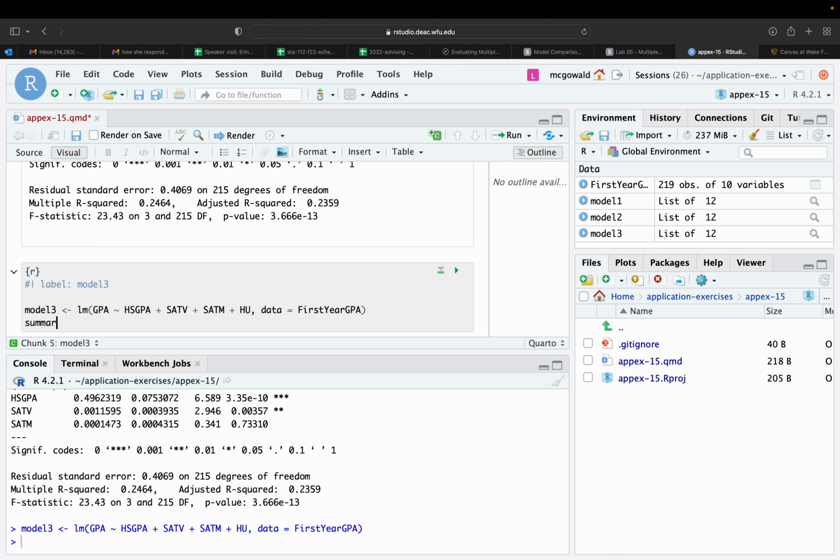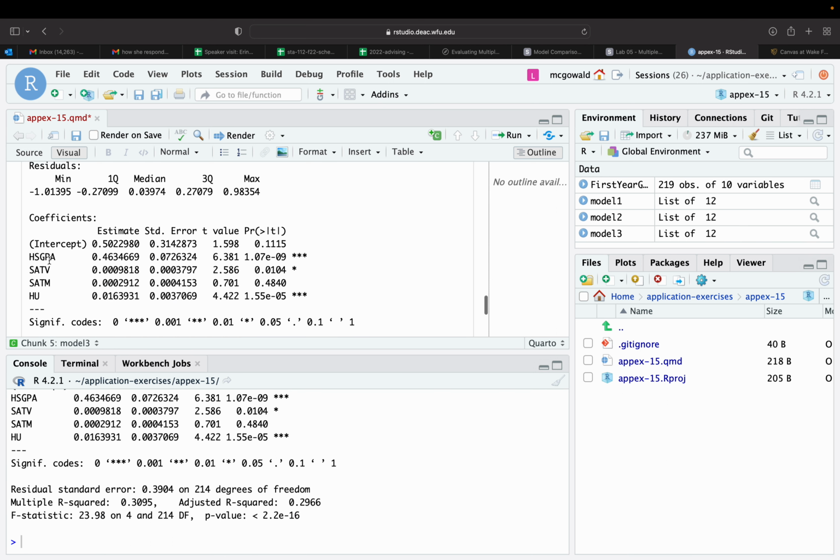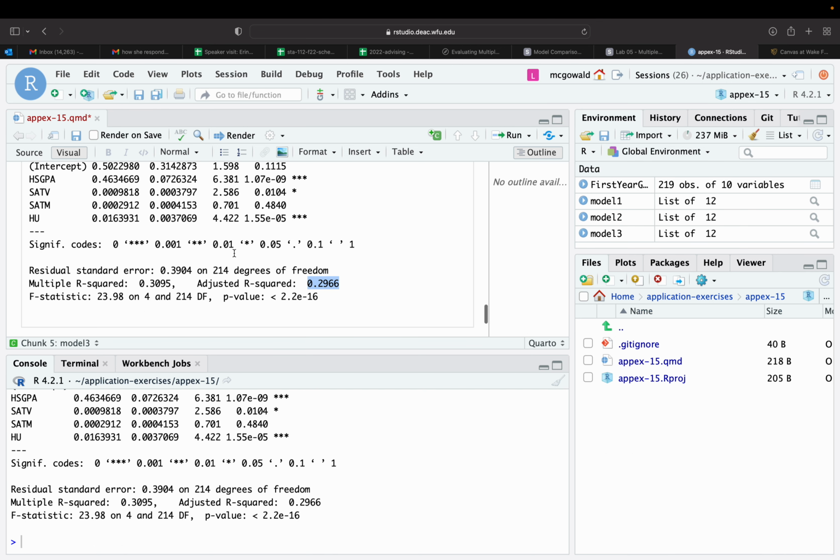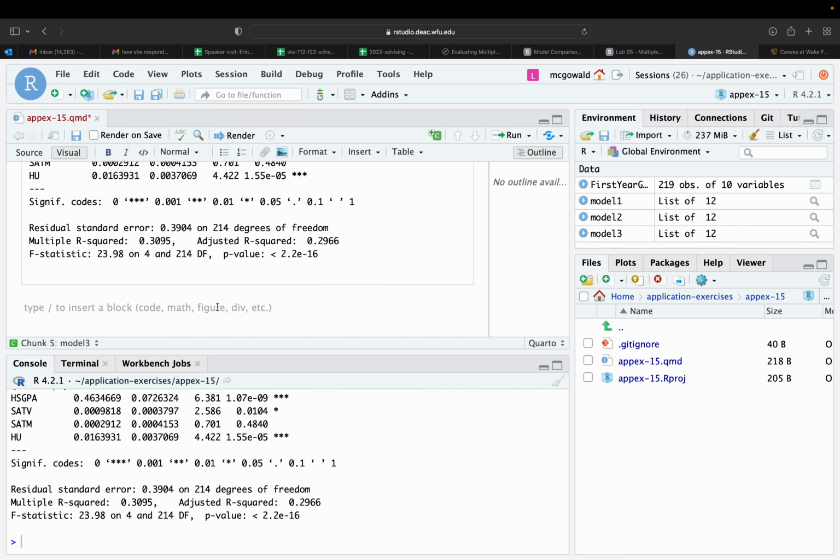So it's the same thing plus this number of humanities credits taken. And so this looks like it's better than my previous two. It explains about 30% of the variation. My adjusted R-squared is also higher than the previous two were. But we can look at an ANOVA or use an F-test to assess that a little bit more carefully. So let's do that now.